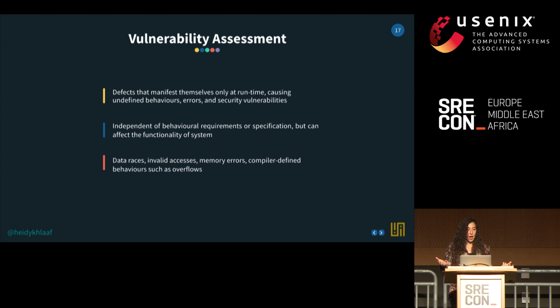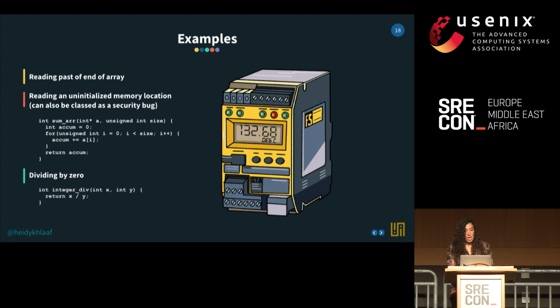Vulnerability assessment is defined as defects that manifest themselves only at runtime, causing undefined behaviors, errors, and security vulnerabilities. They're independent of your behavioral requirements or specification, but can affect the functionality of your system, right? If your system ends up crashing at runtime, that obviously affects your functionality. And you're considering things like data races, invalid accesses, memory errors, compiler-defined behaviors like overflow. A few more examples are reading past the end of an array, reading an uninitialized memory location.